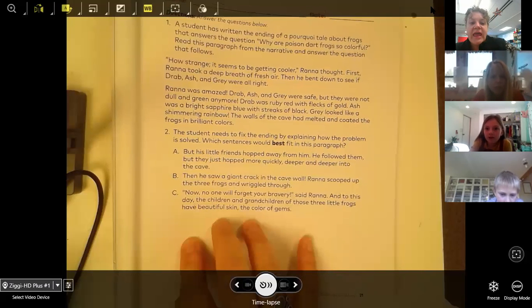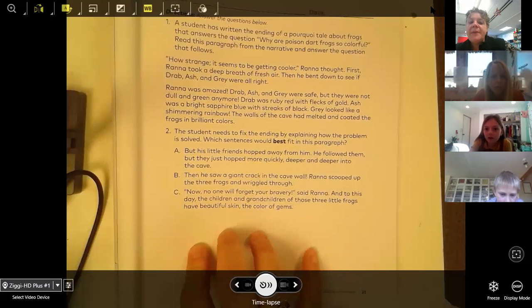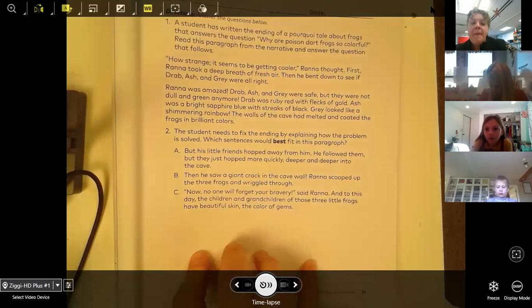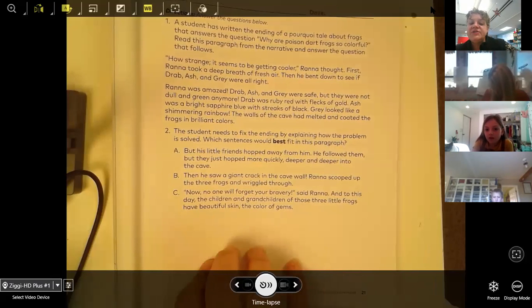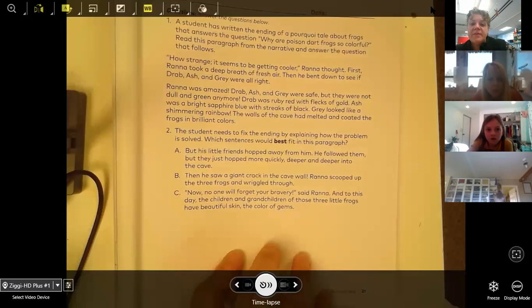Here we go. Let's look at A. But his little friends hopped away from him. He followed them, but they just hopped more quickly, deeper and deeper into the cave. B. Then he saw a giant crack in the cave wall. Rana scooped up the 3 frogs and wriggled through. C. Now, no one will forget your bravery, said Rana, and to this day, the children and grandchildren of those 3 little frogs have beautiful skin, the color of gems.